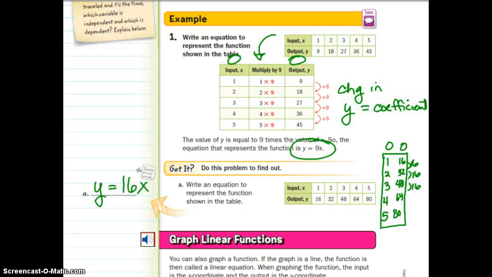Okay, so again, when I have it vertically, I can look at the change. The change in y is 16. So that is my coefficient, so I know it's 16x. When x is 0, y is 0, so I know there's no constant. So the equation is y equals 16x.